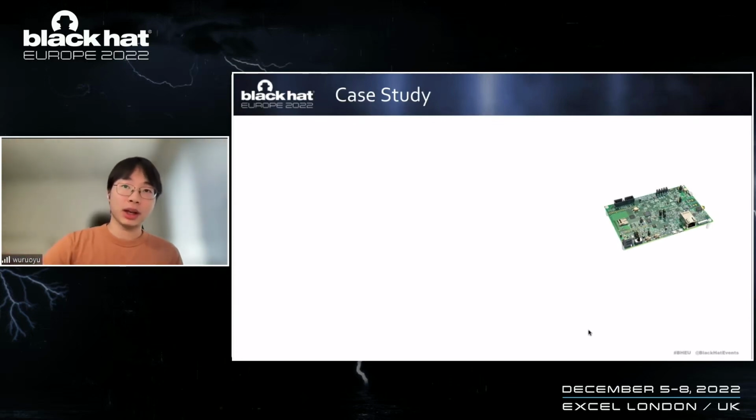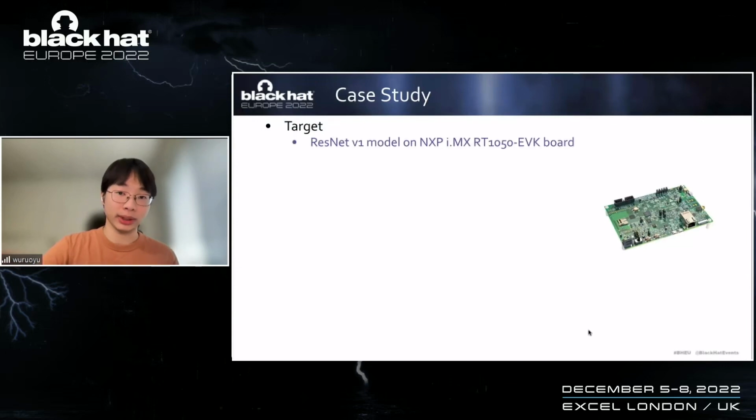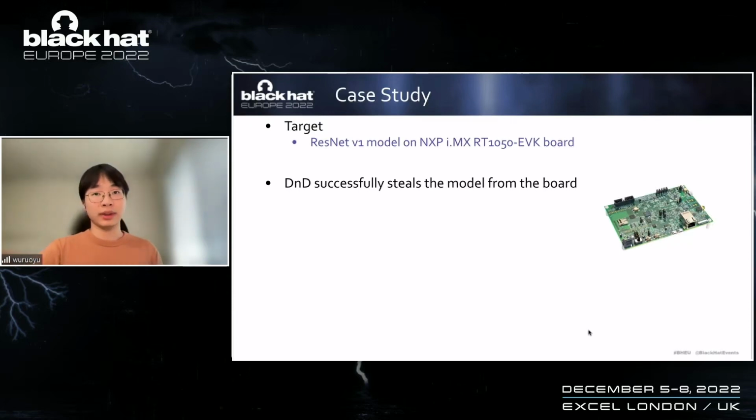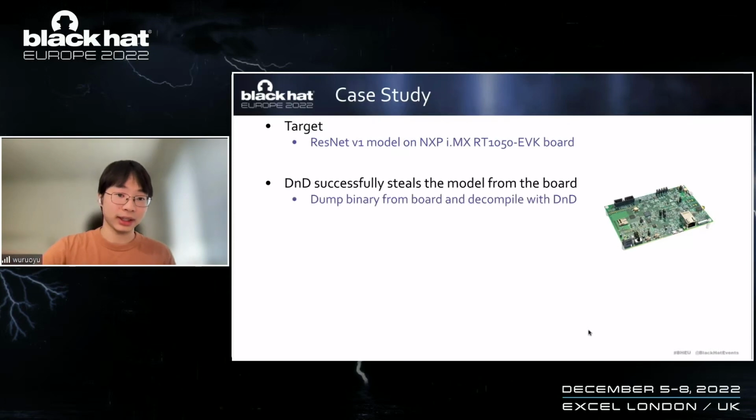We also conduct a case study on a real-world microcontroller where a ResNet model is deployed. Essentially it's the ResNet model deployed on the NXP i.MX RT1050 evaluation board. We show that our system can be used to steal the DNN model from the board. Specifically, we dump the binary from the board and decompile it with our system, and we verify the correctness of the decompiled DNN model by comparing the inference results with the original one.